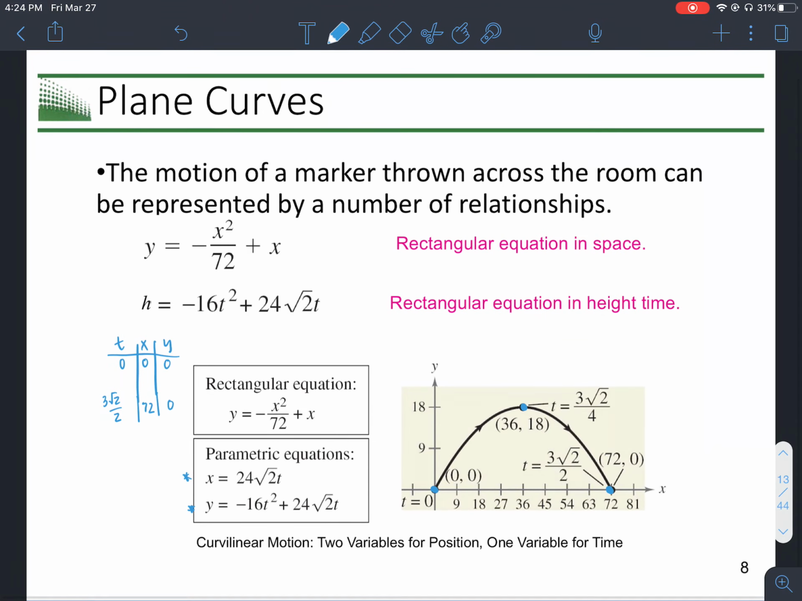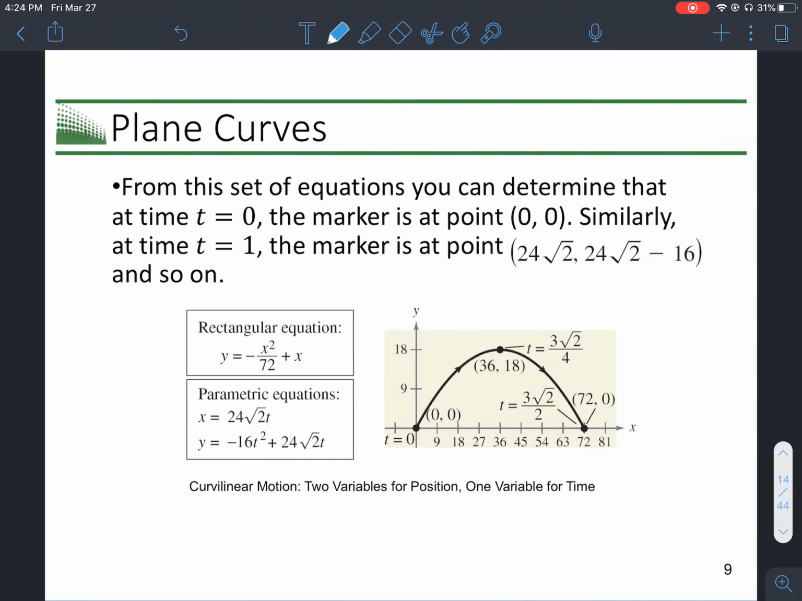We're going to practice dealing with the rectangular and parametric equations a little bit later. But first, this slide right here is just talking again about that connection between our t values and our x, y coordinates. For this one, we've picked a slightly nicer t value, t is equal to 1.